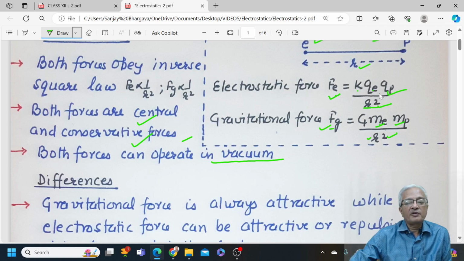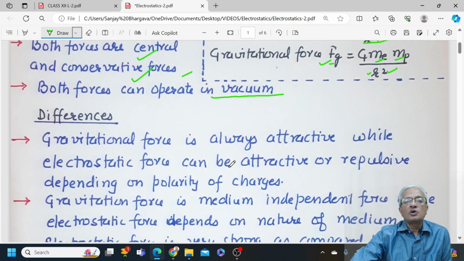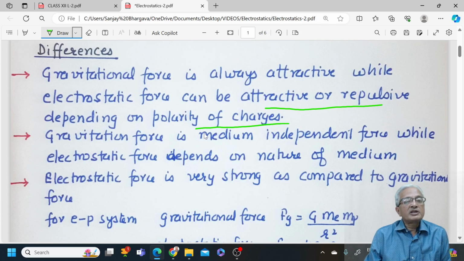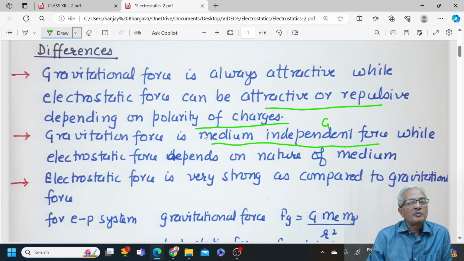Now, when it comes to differences, let us see. Gravitational force is always attractive, while the electrostatic force can be attractive or repulsive depending upon the polarity of charges. In the gravitational force equation, we have the universal gravitational constant G, which has the same value at all points in the universe. So we say gravitational force is a medium independent force. That means it does not depend upon the nature of the medium.